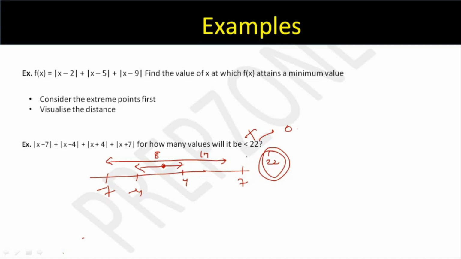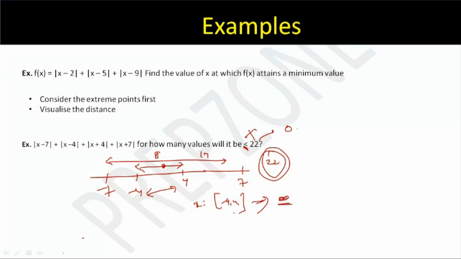Now, this question could also be: for how many values will it be less than or equal to 22? Then this becomes tricky, right? Please solve it. The key: if you have to make it 22, x of course has to be between -7 and 7 and has to be between -4 and 4. So for all the values between -4 and 4, the distance is always going to be 22. So how many values are there? 9. Guys, the only catch is it will still be infinity, right? Because how many values are there? There are infinite values between these.